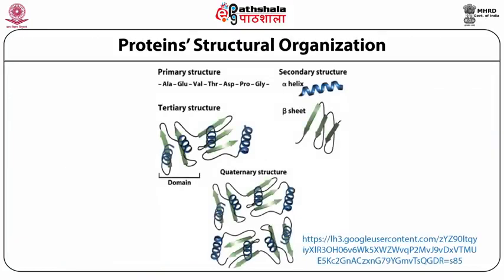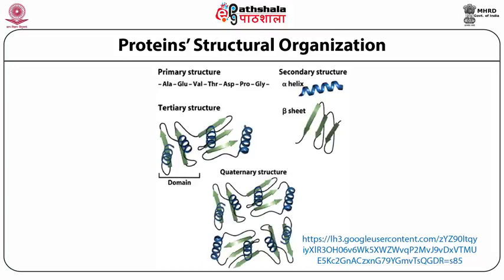Now, come to the protein structural organization. Proteins are unbranched polymers constructed from 22 standard alpha amino acids. They have 4 levels of structural organization, and that is primary structure. The amino acid sequence is specified by genetic information.